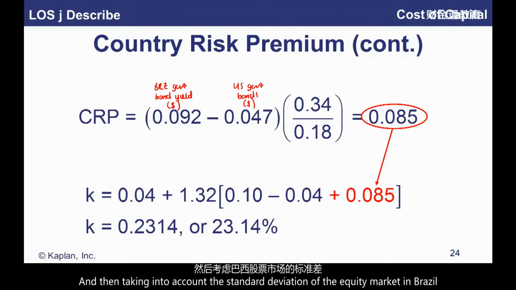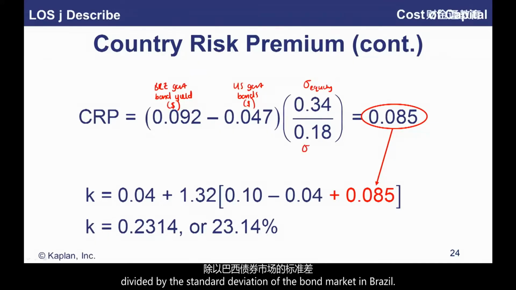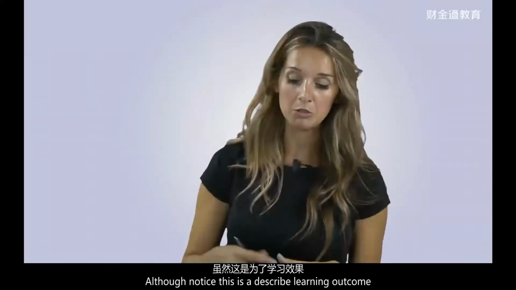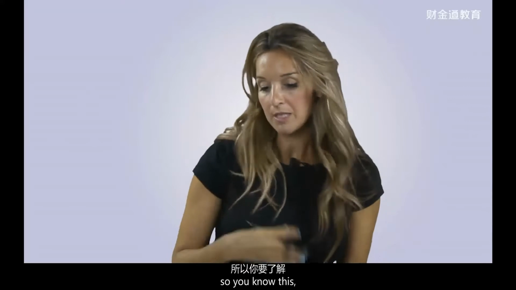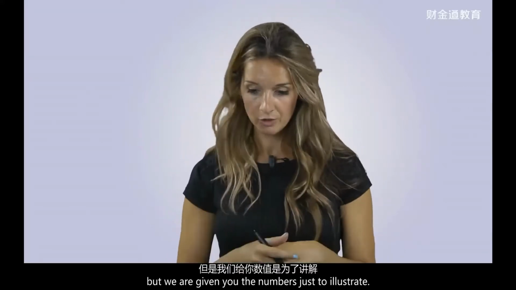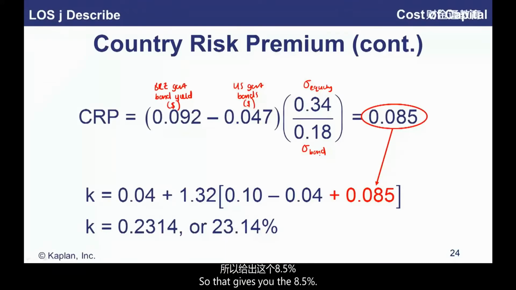And then taking into account the standard deviation of the equity market in Brazil, divided by the standard deviation of the bond market in Brazil. So you would be given all those numbers in a question and you're essentially just shoving them into this formula. Although notice this is a describe learning outcome statement, so hopefully this isn't going to be numbers, but we've given you the numbers just to illustrate. So that gives you the 8.5%.